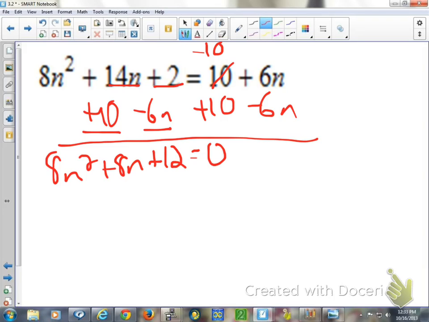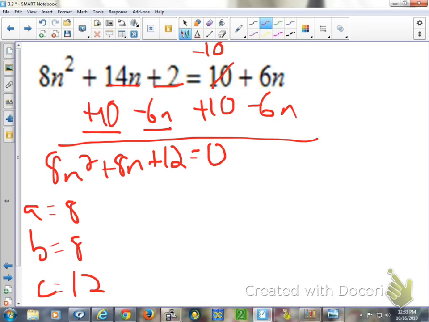Did you guys prefer to make the numbers smaller? I heard a no and a yes. All right, we'll just stick with the way it is and just plug it in as is then. What's our A going to be? Now, our A is 8. B is 8. And C is 12.